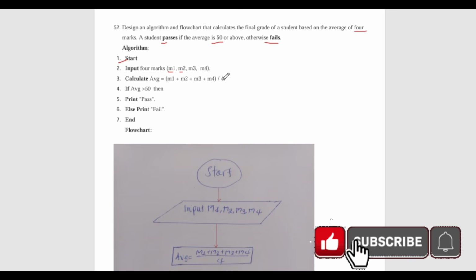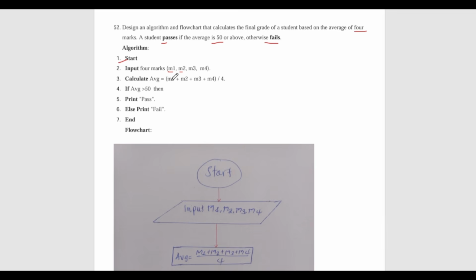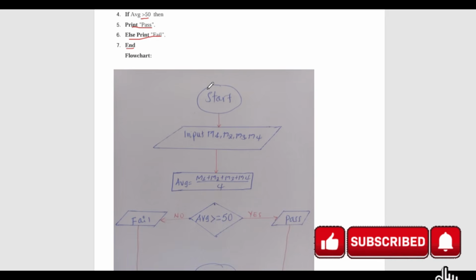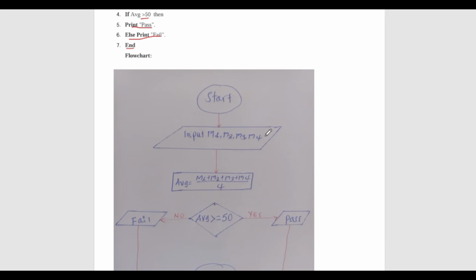This is the average. Let us check if the average is greater than or less than 50. If the average is greater than 50, print pass. The student has passed. If the average is less than 50, print student fail, that means else fail. Finally, end. What does the flowchart look like? Look here.